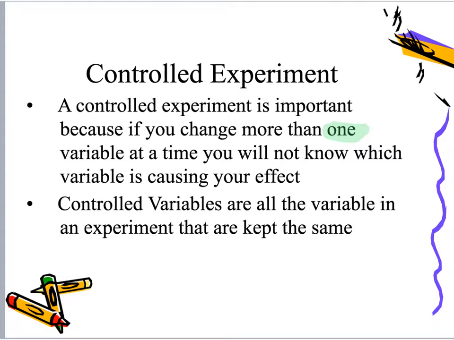So in a controlled experiment, we only want there to be one independent variable, one thing that we are changing, because we are asking the question if that one thing is causing the effect of what we are actually observing. And remember, the thing that we are observing is the dependent variable.